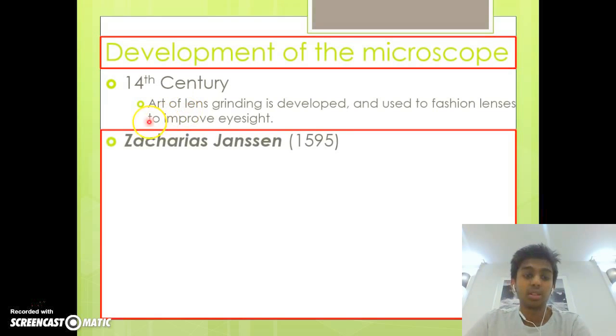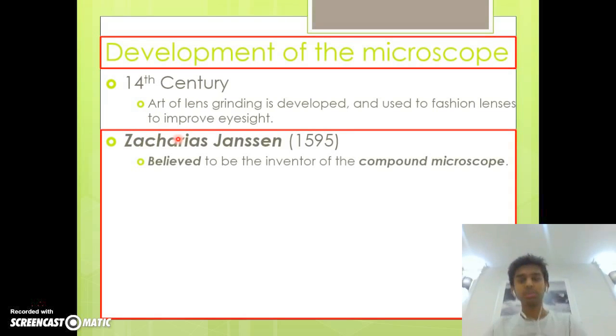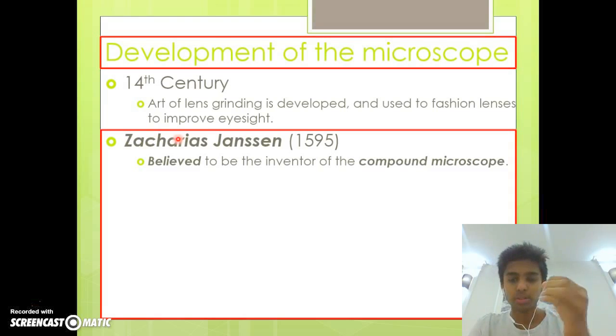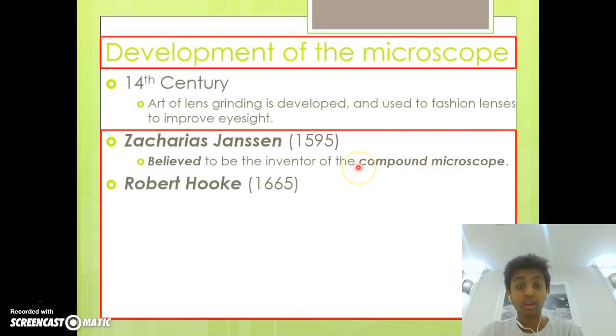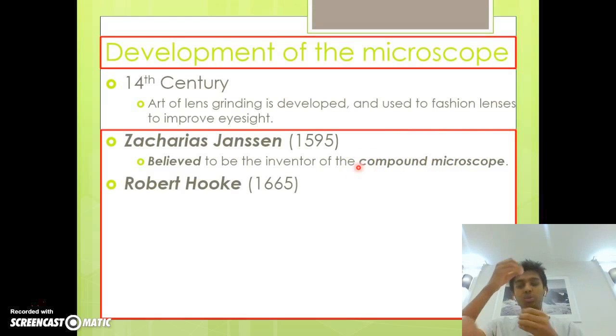That's what he first did, Zacharias Janssen. In 1595, he was believed to be the inventor of the compound microscope. A compound microscope essentially just means that there is more than one lens present in the microscope. And he created a microscope with two lenses, and he first used it to magnify multiple things.